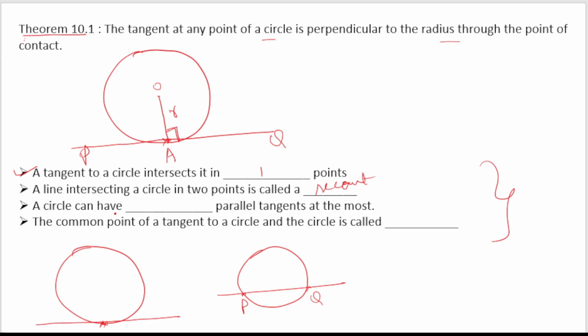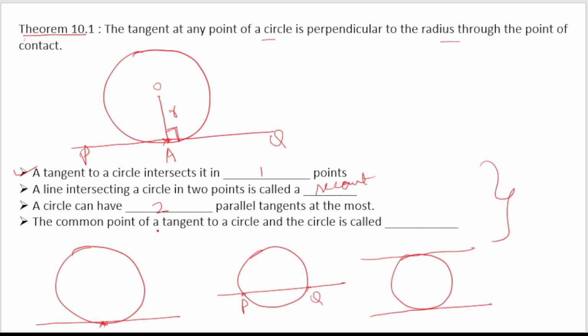Next one, a circle can have how many parallel tangents at the most? This is a circle. Tangent means it will just touch the circle. How many parallel tangents can it have? 2. It can have 2 parallel tangents at most. That means maximum it can have 2 parallel tangents.